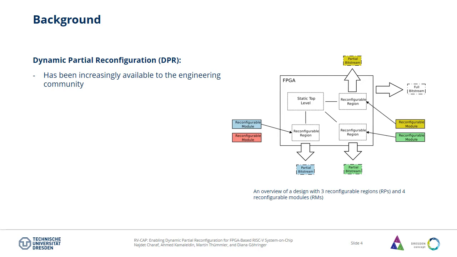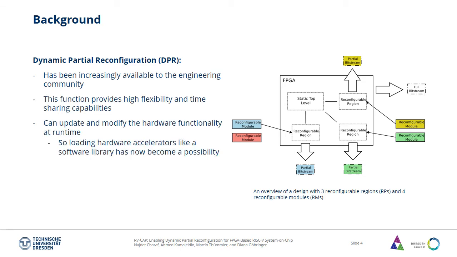The second point is dynamic partial reconfiguration. I would say that you have already heard about this feature, because it has been increasingly available to the engineering community in the last years. This function is time multiplexed, and you can modify the hardware functionality at runtime. So loading a hardware accelerator like a software library has now become a possibility.